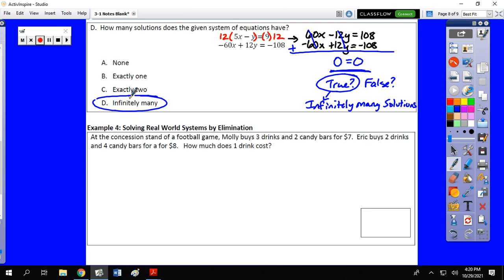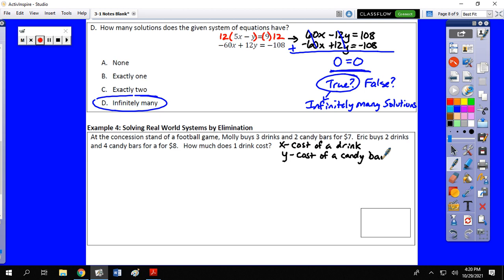Example 4 is a real-world problem. Real-world problems tend to be relatively straightforward in the way they're written. It says at a concession stand of a football game, Molly buys 3 drinks and 2 candy bars for $7. Eric buys 2 drinks and 4 candy bars for $8. So we're going to let x be the cost of a drink, and we're going to let y be the cost of a candy bar.